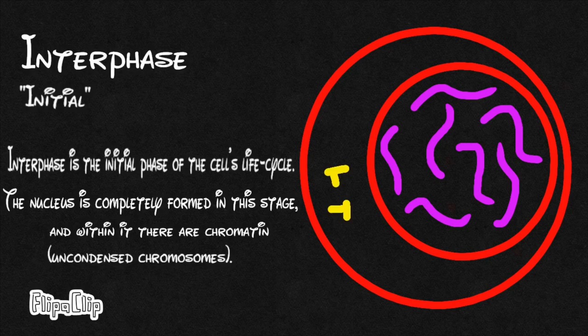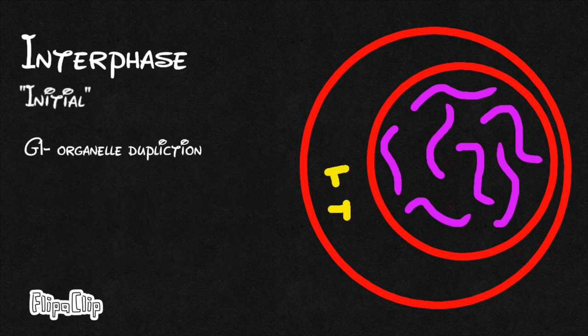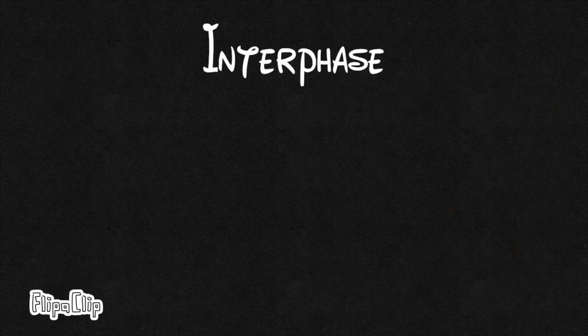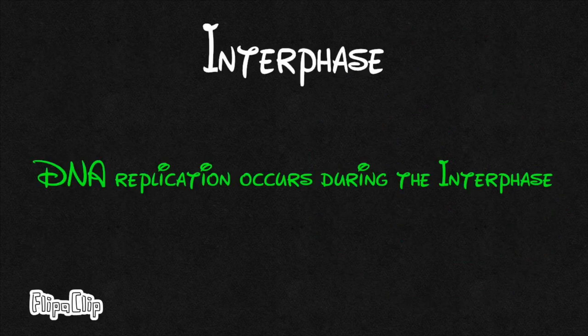During G1, everything inside the cell except chromosomes is duplicated, for example the nucleus and organelles. During S stage, all 46 of the chromosomes are duplicated by the cell. And the last stage of interphase, G2, is when the cell makes sure that everything inside the cell has been duplicated and the cell is ready for mitosis.